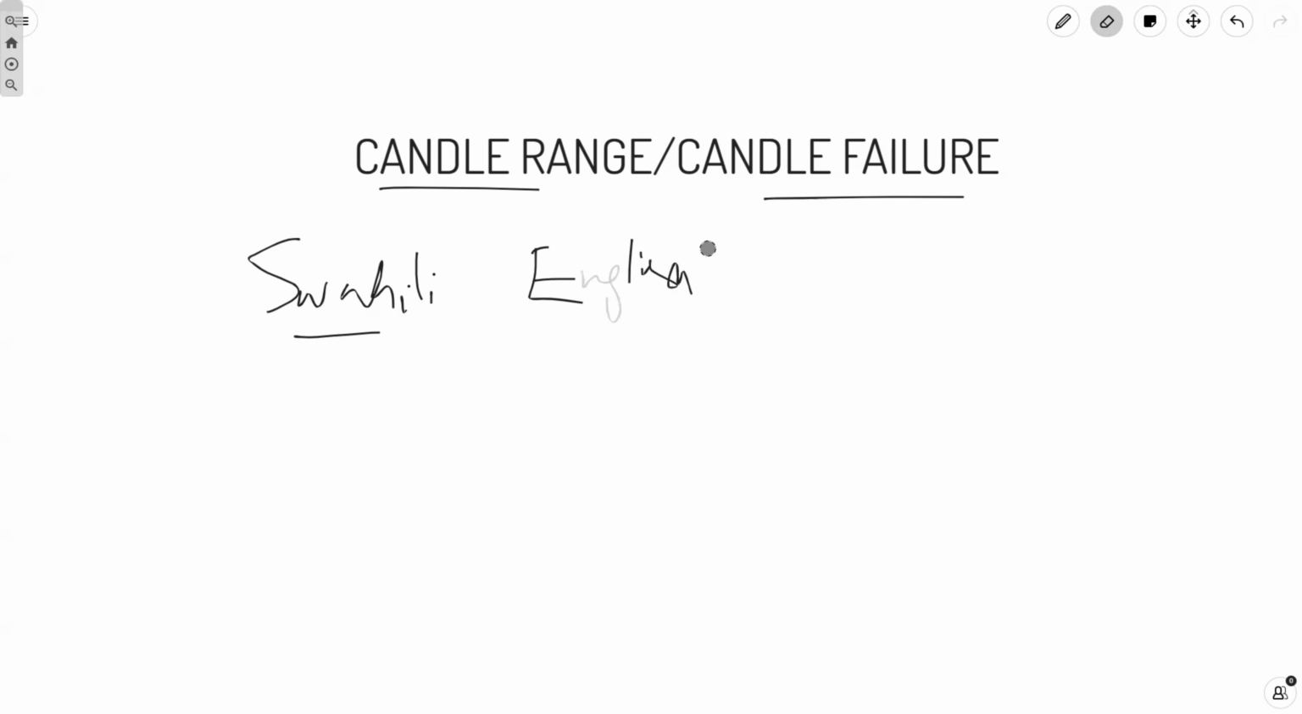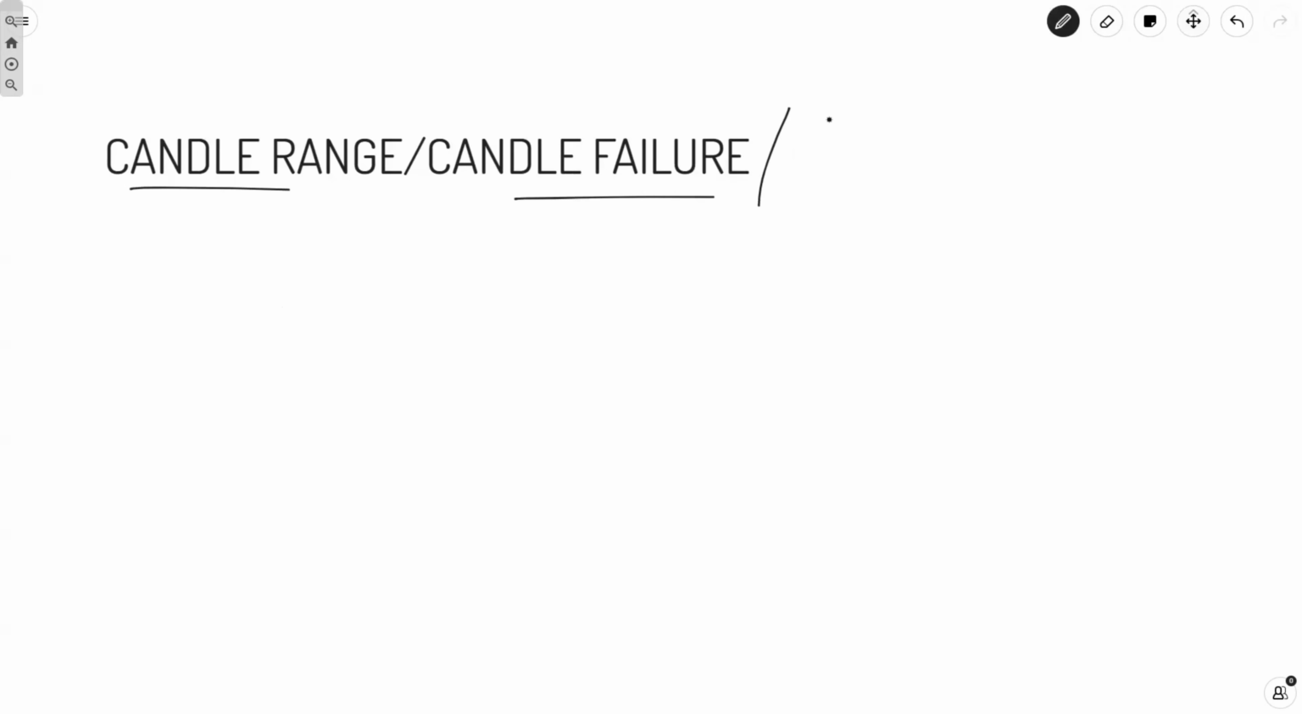So let us not waste the time and proceed with the candle range theory or the candle failure. The candle range or the candle failure is simply when price fails to break below a previous candle. I'll be talking about the candle range theory or candle failure, but we have a similar thing that we call the swing point failure. I'll be teaching only about the candle failure or candle range.